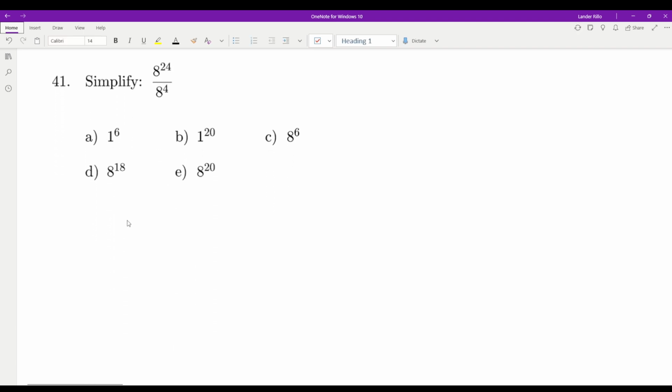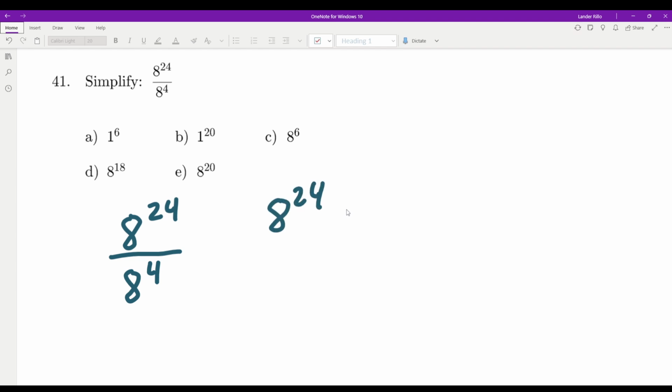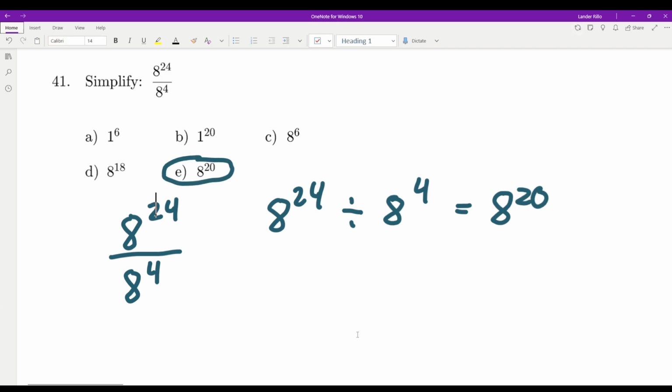Next, we're doing division. Again, check if they are the same base. Base of 8, they're the same base. For division, we subtract. The exponent rule or exponent law is we subtract the exponents. You can rewrite this as a to the power 24 divided by a to the power 4. You subtract the two exponents. Should get a to the 20. That is E. You can move on.